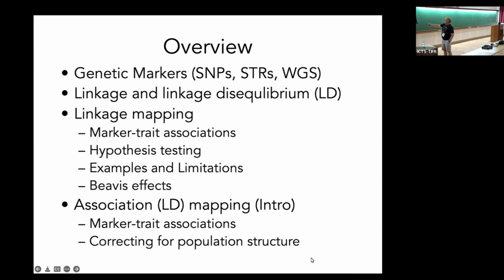Then I'll finish up by talking about association mapping, marker trait association, correcting for population structure. And I believe we have a practical, the last lecture of today, that's going to go over how to use some software for that in more detail. So I'll kind of set that up a little bit.